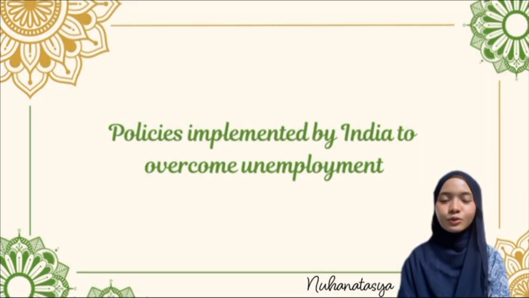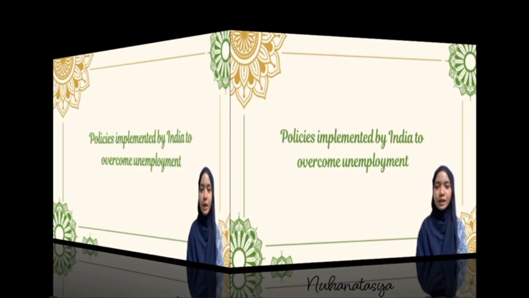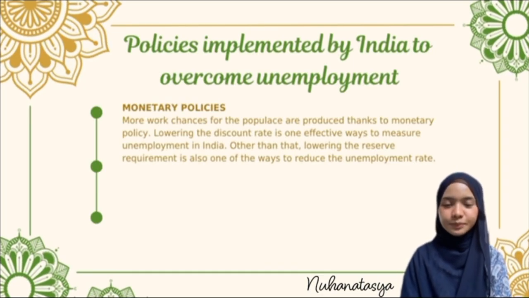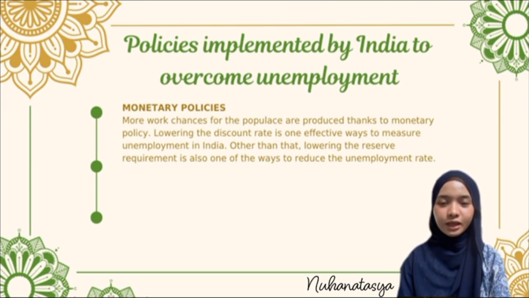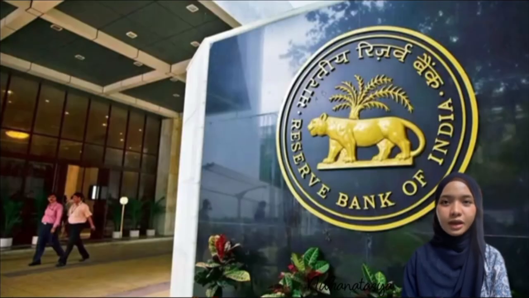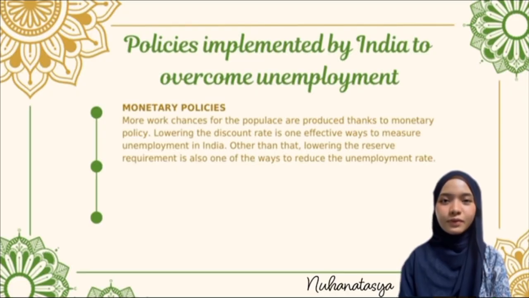There must be ways to overcome unemployment in India. There are several policies implemented, and the first one is monetary policy. Due to its high unemployment rate, India's unemployment rate is frequently a topic of discussion worldwide. The Reserve Bank of India, RBI, is the primary monetary authority in India. One of the effective ways to reduce the unemployment rate in India is lowering the discount rate. When the bank delivers discounts to the public indirectly, it raises the supply rate and necessitates more labor.